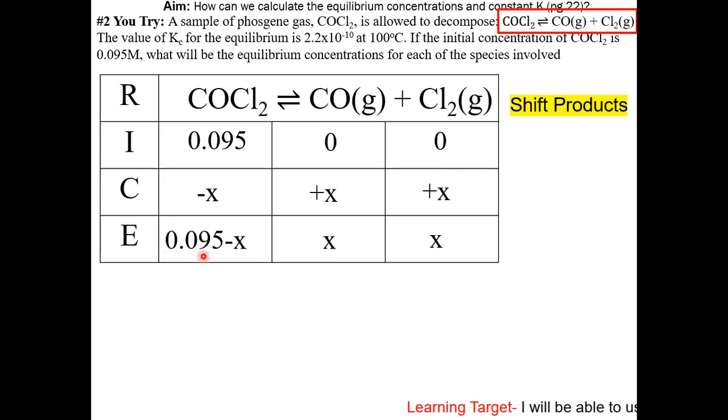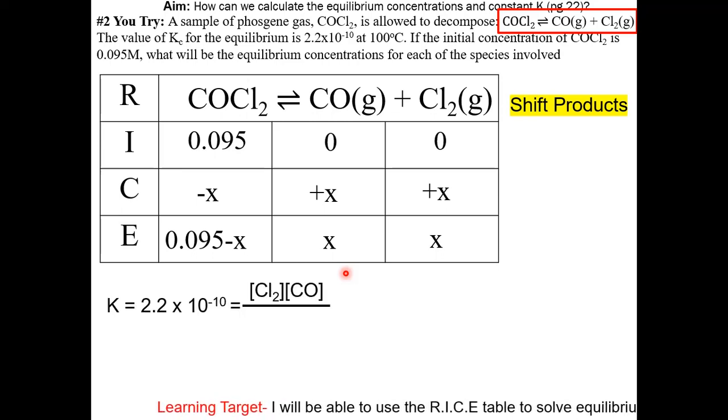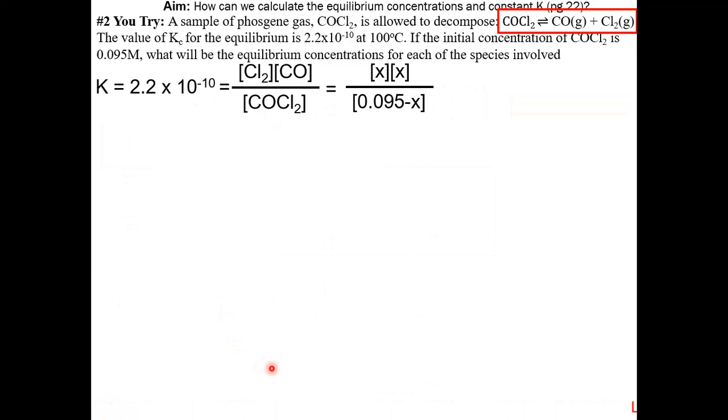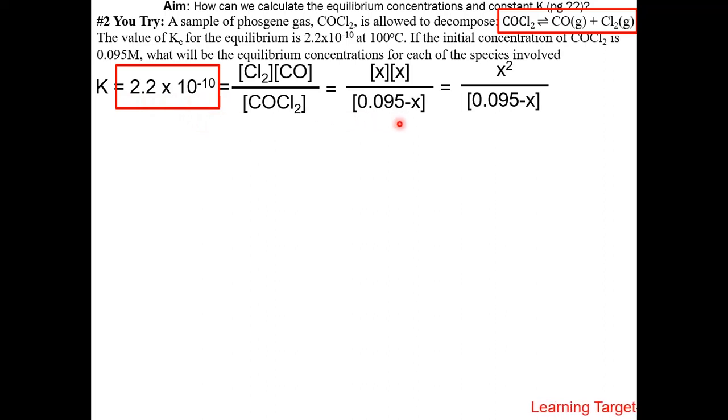The equilibrium concentration of CoCl2 will be 0.095 minus x, and the equilibrium concentration of each product will be x. The next step is to write out the equilibrium constant equation. The equilibrium constant is equal to 2.2 times 10 to the minus 10. Since K is very small, we can use the 5% rule approximation. 0.095 minus x, since x is very small as well, will be approximately 0.095.